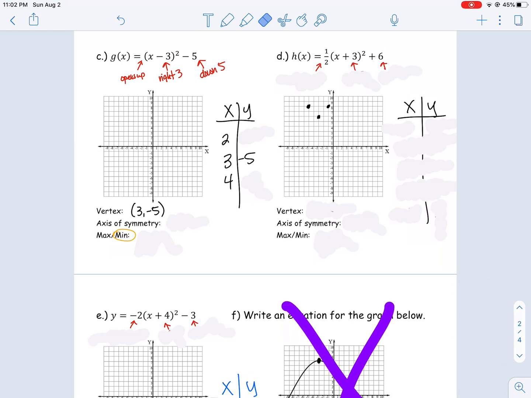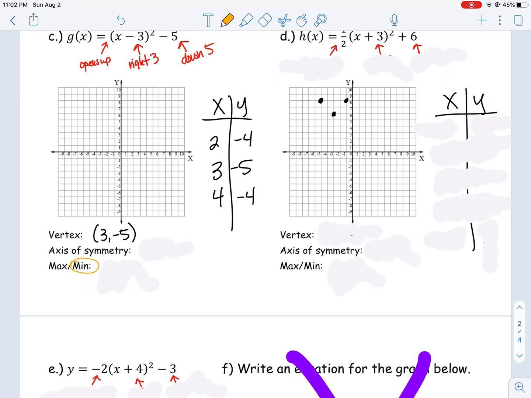If I plug in 2 to x, 2 minus 3 is negative 1. Negative 1 squared is 1. 1 minus 5 is negative 4. If I were to plug in a 4 for x, 4 minus 3 is 1. 1 squared is 1, and 1 minus 5 is also negative 4. Remember, it should be a mirror image, right? And so plotting these 3 points, I have 3, negative 5. I have 2, negative 4. And I have 4, negative 4. So my parabola looks something like this.